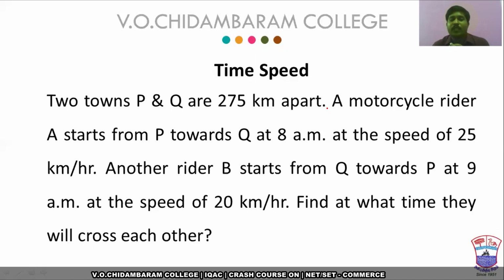So A starts from the town P, that is from Thoothukudi, at 8 a.m. towards Q at the speed of 25 km per hour. Another rider B starts from Tirunelveli to Thoothukudi at 9 a.m. at the speed of 20 km per hour. Find at what time they will cross each other. Similar questions can be stated using trains. Here we are using motorcycle riders, but the same question can be stated using trains.